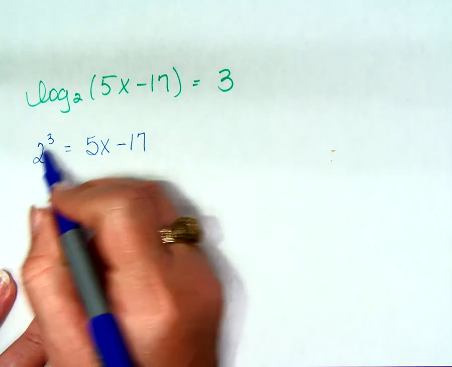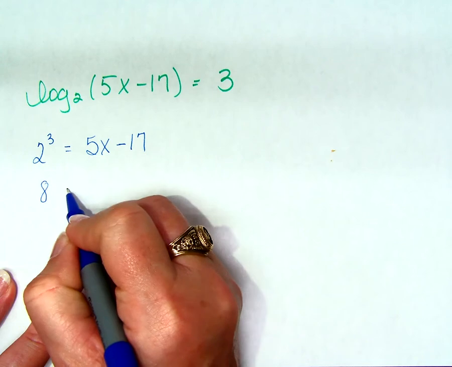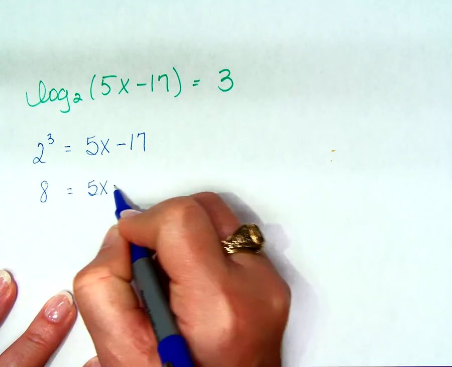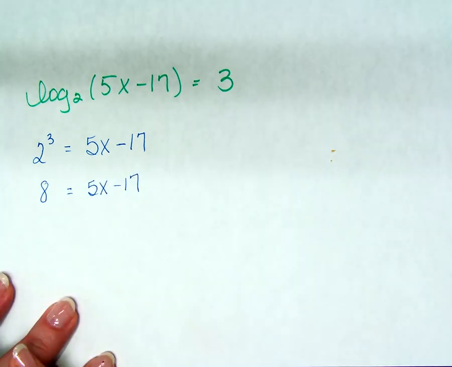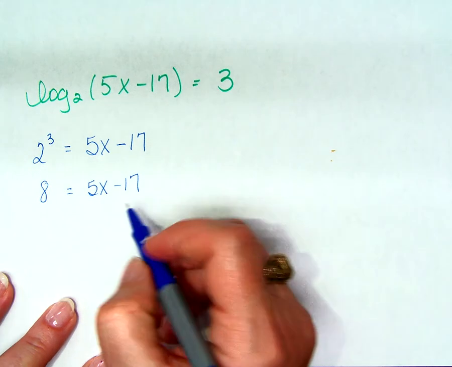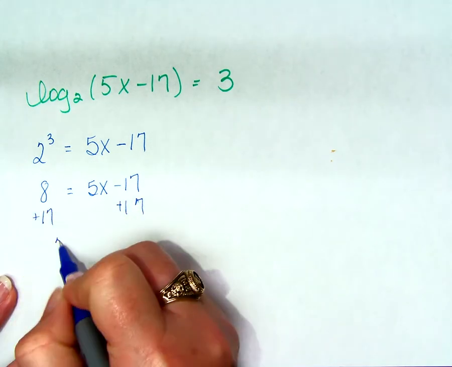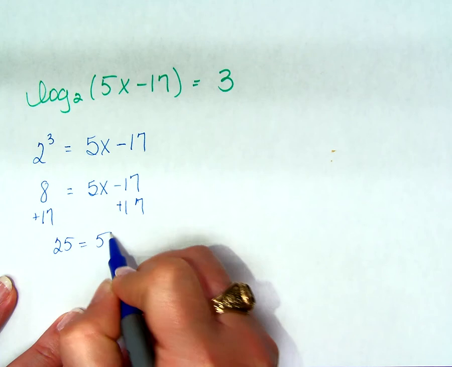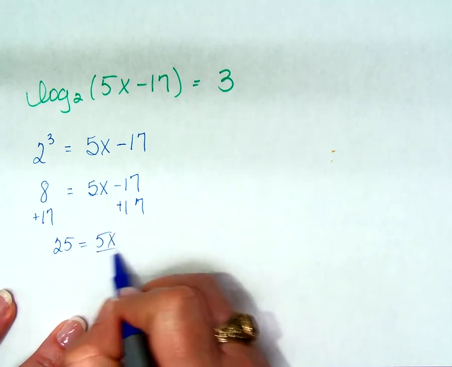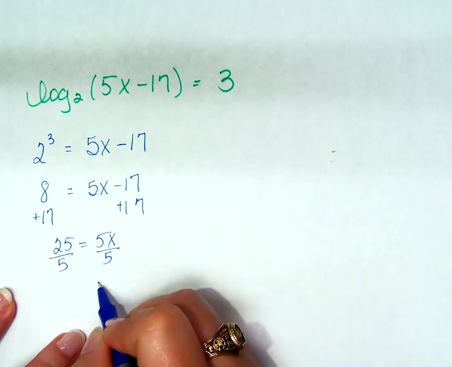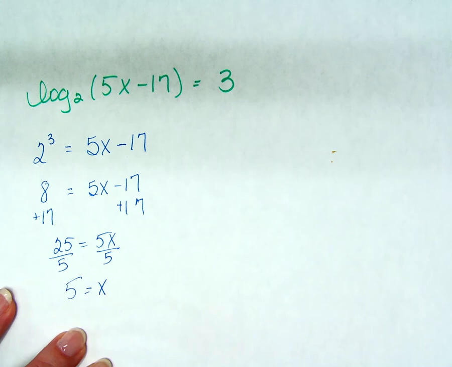So 2 to the 3rd power, we know that that's 8. 8 equals 5x minus 17. Well, that's just a simple equation to solve. If I add 17 to both sides, I get 25 equals 5x. If I divide both sides by 5, I get x equals 5. Okay?